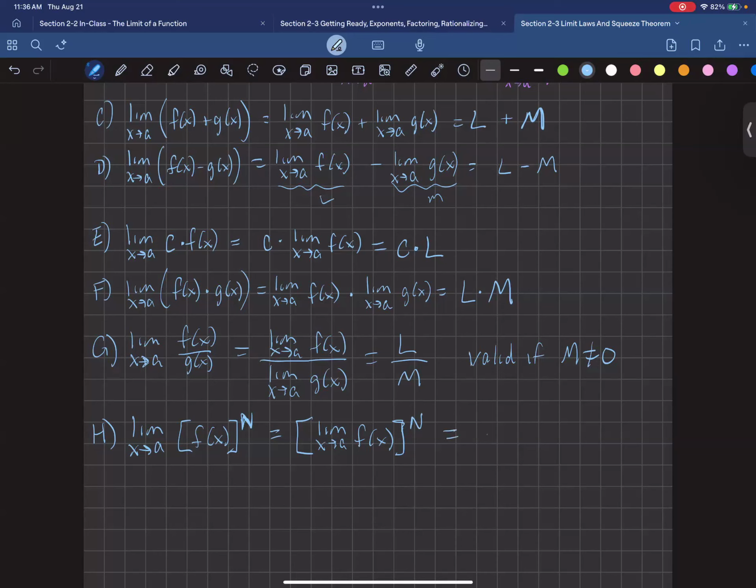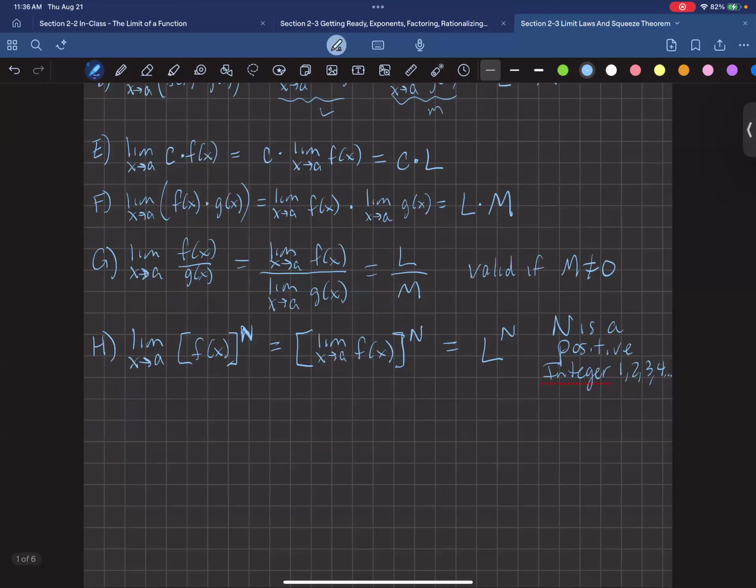And now the limit there is L, so we have L to the N. This is good when N is a positive integer, like 1, 2, 3, 4, and so on.